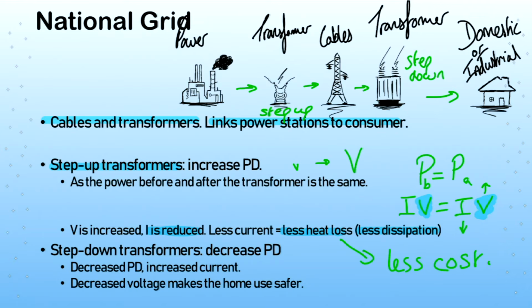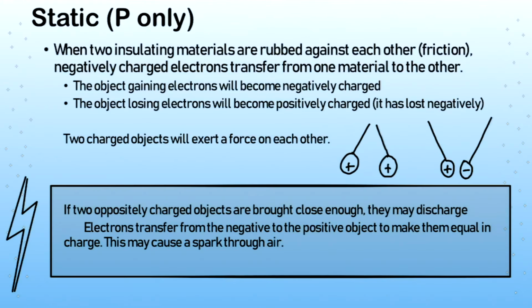And a step-down transformer at the homes is there to decrease the potential difference. So again, we're bringing it back down from the really high voltage in the national grid cables, to then increase the current again. And by doing that, the decreased voltage makes it safer to use in the home.